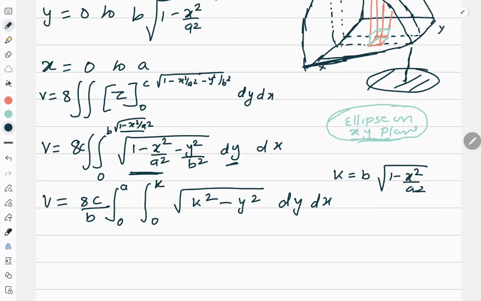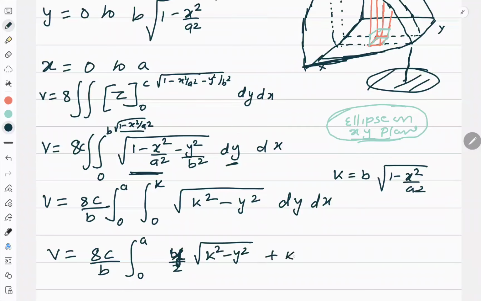Now what is this? This is a standard formula. Integration of √(a² − x²) we have used so many times, right? So 8c/b, 0 to a. We have used this in the circle, and in the ellipse as well. So what I'll get? I'll get y/2 √(k² − y²) + k²/2 sin⁻¹(y/k), and the limit is 0 to k.